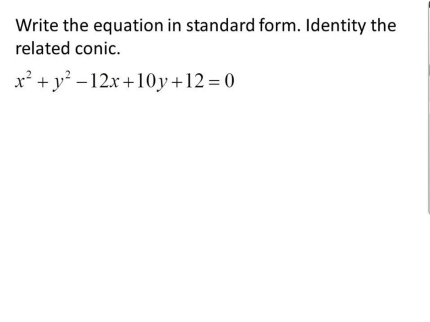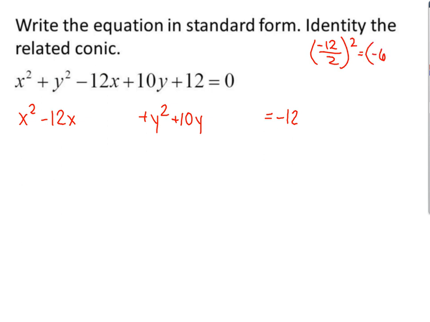So we're going to group the x's together, group the y's together, take the constant to the other side. We are going to have to complete the square for your x and your y. The b value for your x's is a -12. So we're going to add a positive and -36. The b value for your y is positive 10. So we will add a positive and -25.